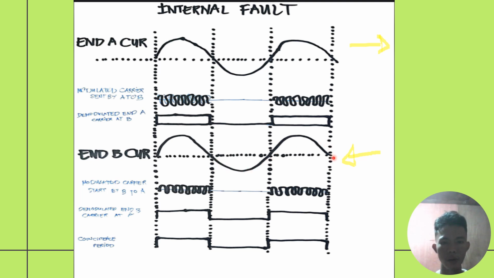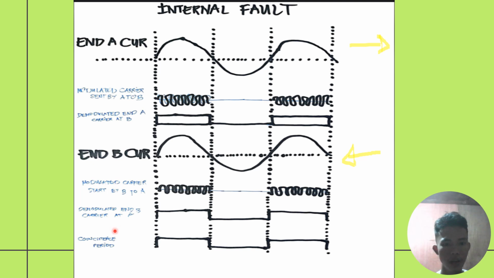Since now at the internal fault, the direction will be similar to the direction of the fault current. So now the modulated carrier signal sent by A to B here is modulated at high frequency, and the modulated signal will produce a square wave also, which is high at high here. Then the modulated carrier signal sent by B to A here, and also here.